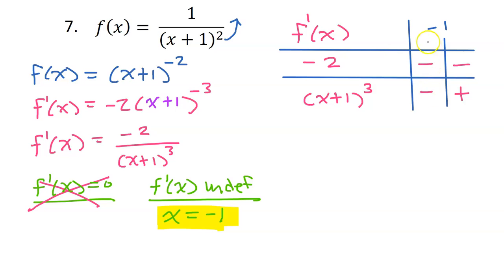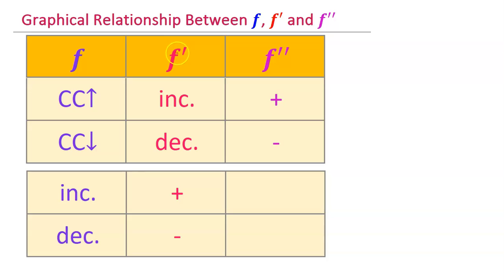A negative divided by a negative is a positive. So f prime will be positive in this interval. A negative divided by a positive is a negative. So f prime will be negative in this interval. But we know that where f prime is positive, the original function will be increasing. If f prime is negative, f will be decreasing.